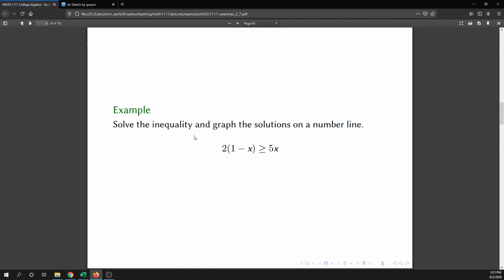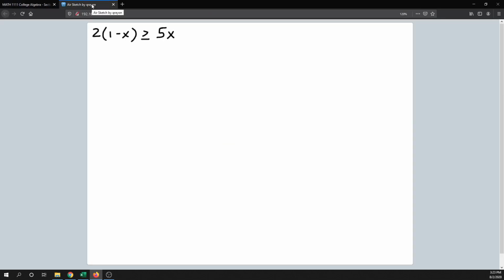It says solve the inequalities and then graph the solutions on the number line. Let's make sure that that's correct. Yep, that looks right. Now I want to solve this linear inequality. The first thing you want to do, just like with equations, is to simplify both sides as much as possible. On the left-hand side, I have 2 times the quantity 1 minus x, so I can use the distributive property to distribute that 2 through the parentheses.